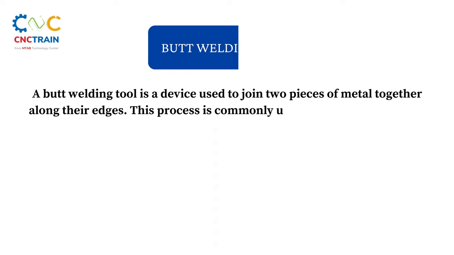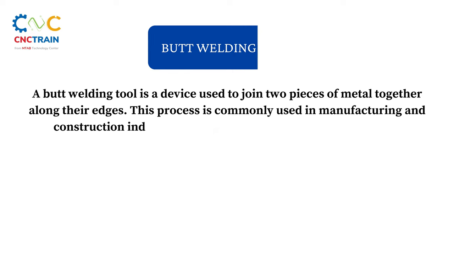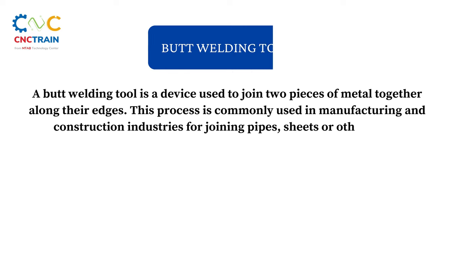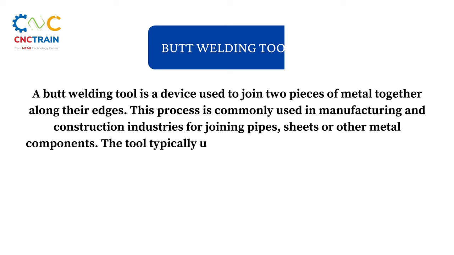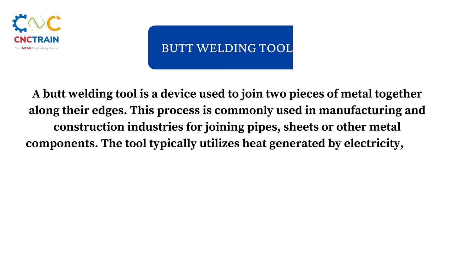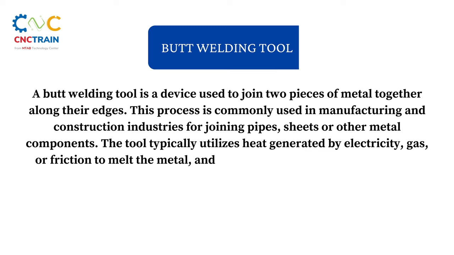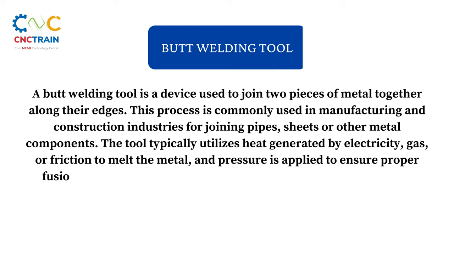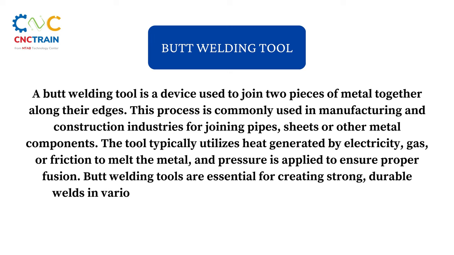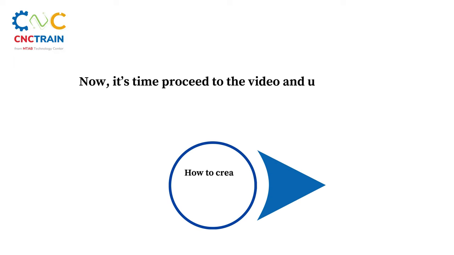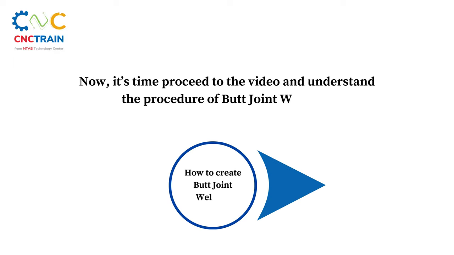This process is commonly used in manufacturing and construction industries for joining pipes, sheets, or other metal components. The tool typically utilizes heat generated by electricity, gas, or friction to melt the metal, and pressure is applied to ensure proper fusion. Butt welding tools are essential for creating strong, durable welds in various applications, ensuring structural integrity and reliability. Now, it's time to proceed to the video and understand the procedure of butt joint welding.